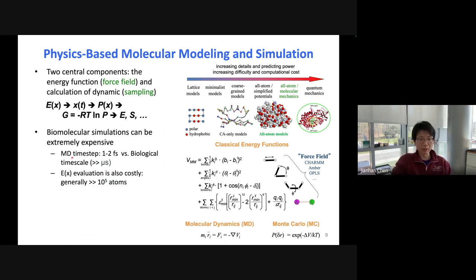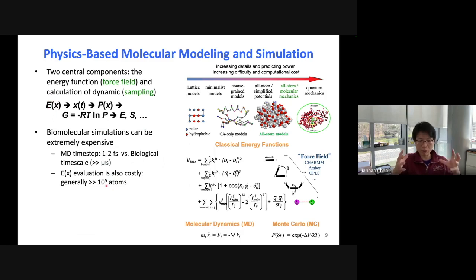This limits the numerical time step we use to propagate and update the conformation to about 1 or 2 femtoseconds. So this is 10 to the minus 15. But many phenomena we want to study occur on biological time scales of much greater than microseconds. So this means that in order to simulate this system, we need to run billions or trillions of steps. Then at every step, we need to calculate the force on each of the particles in our system, right? You need to evaluate this energy function.